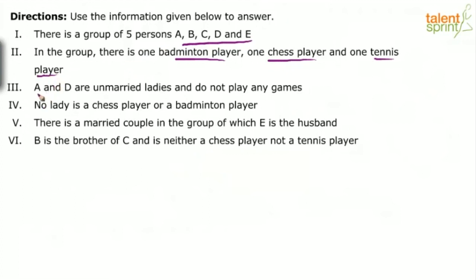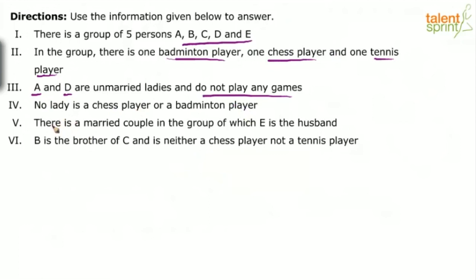And then he says A and D are unmarried ladies. So A and D are females here and do not play any games. So now with respect to games, it must be clear, right? A and D are 2 persons who do not play any games, and the other 3, which means B, C and E, right? These 3 players play badminton, chess and tennis in some order. Then no lady is a chess player or a badminton player.